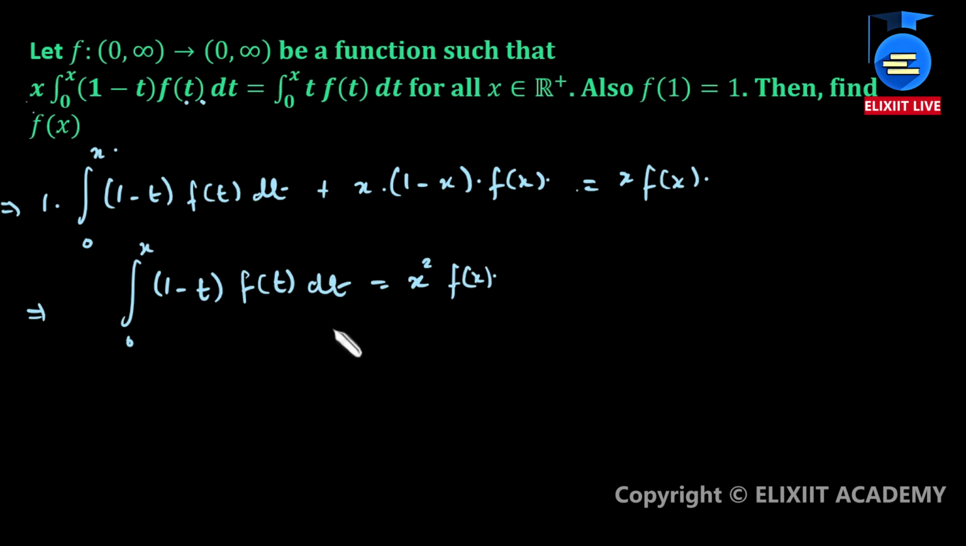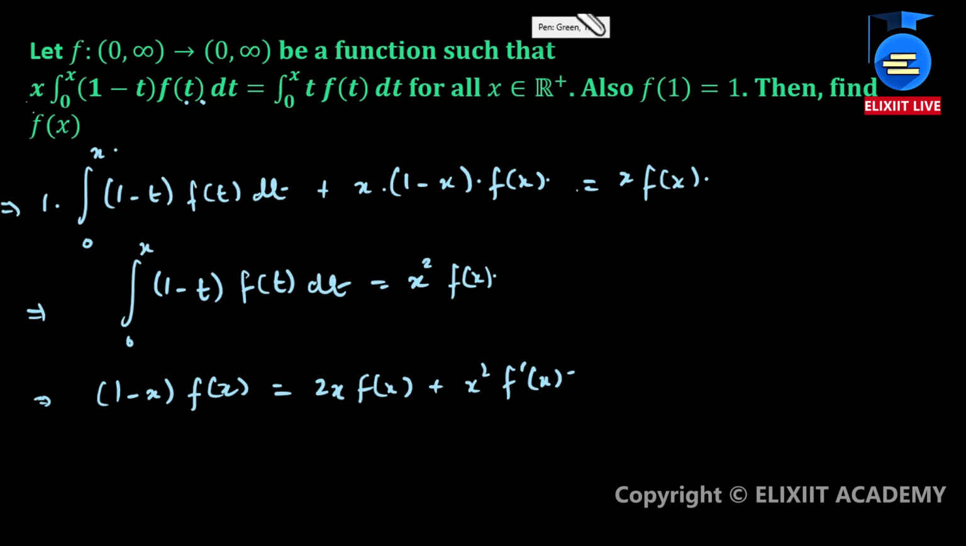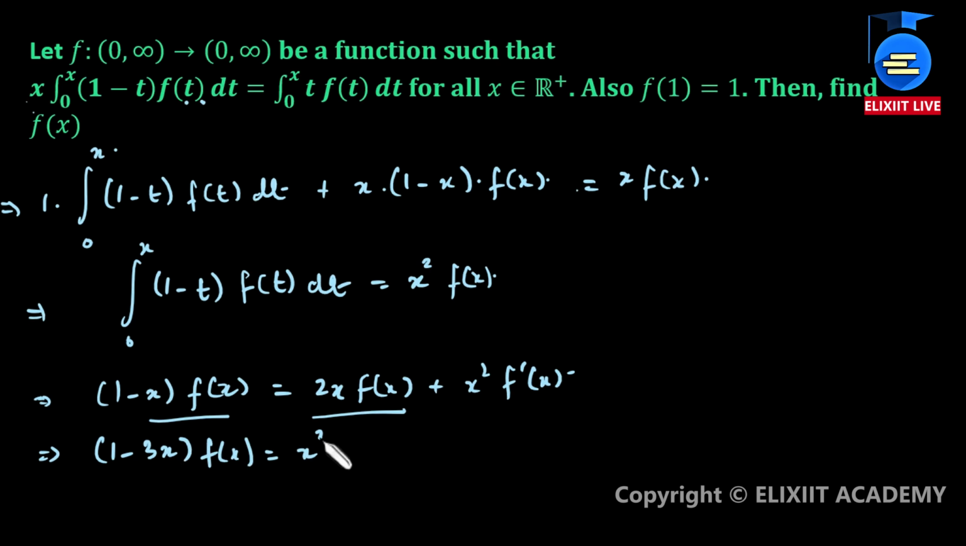So we once again differentiate this to remove this integral part. If you once again differentiate this, what I get from here is (1 minus x) into f of x, and right hand side we have 2x into f of x plus x square f dash of x. Clear? Similarly, we can have some sort of simplification from here also. We have 2 times 2x into f(x). Here we have minus x into f(x), right? If we take this on the left hand side, I can make this as (1 minus 3x) into f of x, and right hand side we have x square f dash of x.